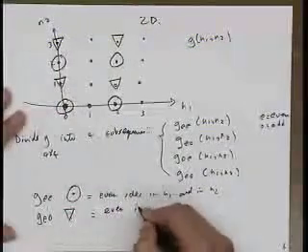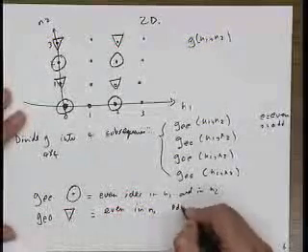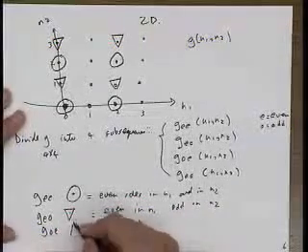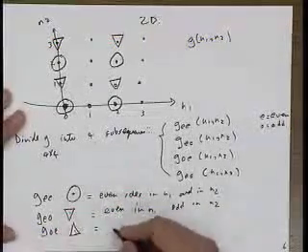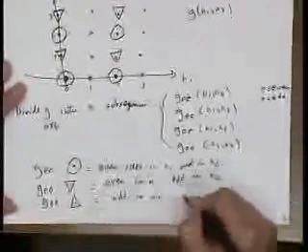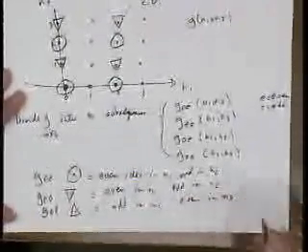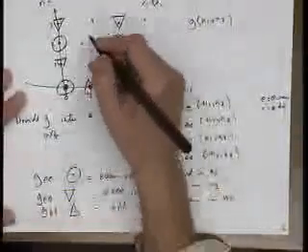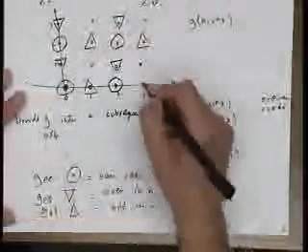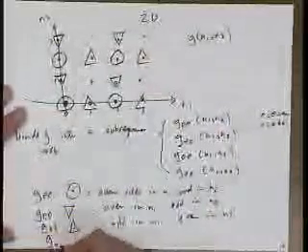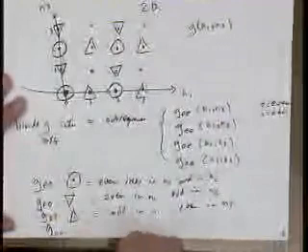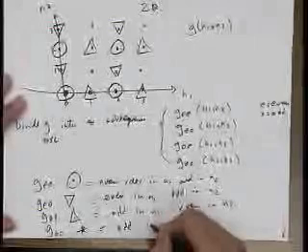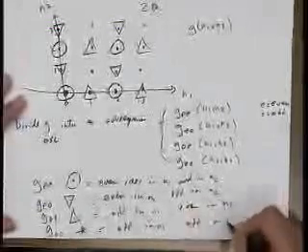So even in n1, odd in n2. And then GOE, I'm going to put a right-side-up triangle, which is odd in n1, even in n2. So it'll be this guy, this guy, this guy, and this guy. And finally GOO, which I'm going to use this one, which is odd in n1 and odd in n2.